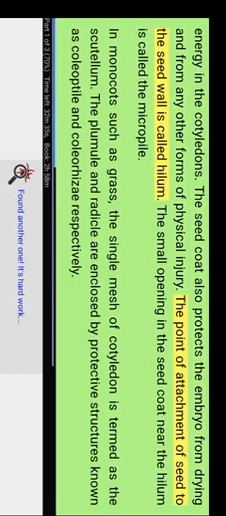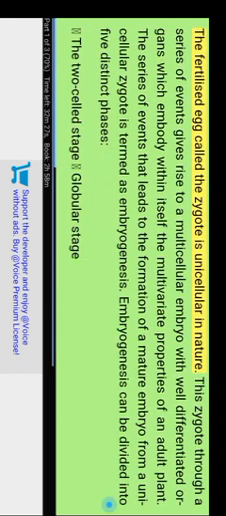The point of attachment of the seed to the seed wall is called the hilum. The small opening in the seed coat near the hilum is called the micropyle. In monocots such as grass, the single cotyledon is termed the scutellum. The plumule and radicle are enclosed by protective structures known as the coleoptile and coleorhiza respectively. The fertilized egg, called the zygote, is unicellular in nature.